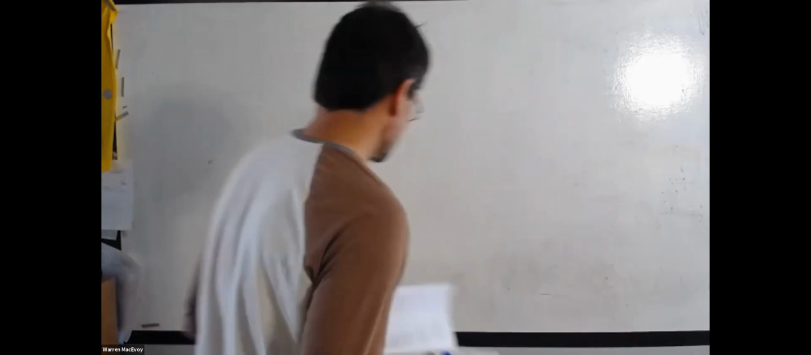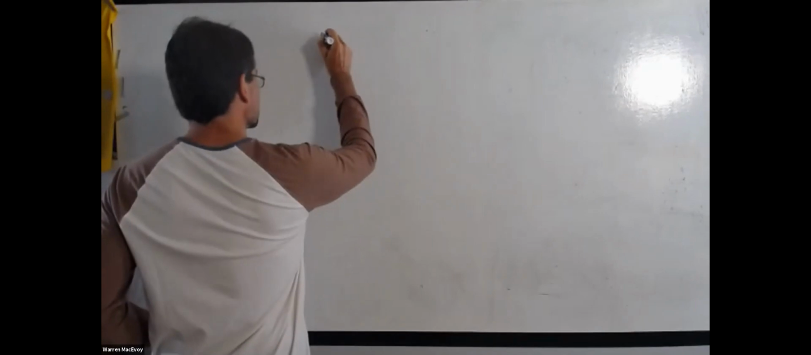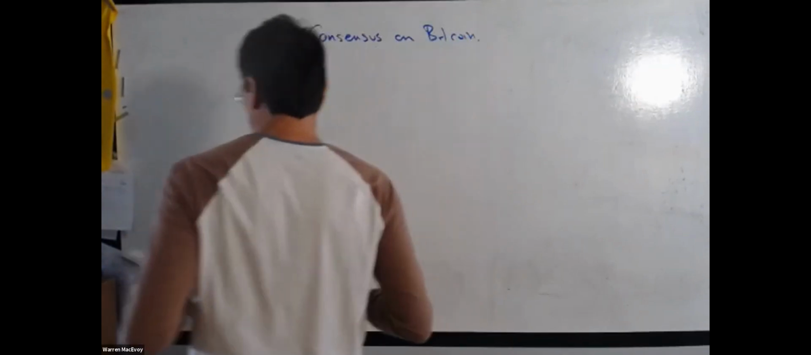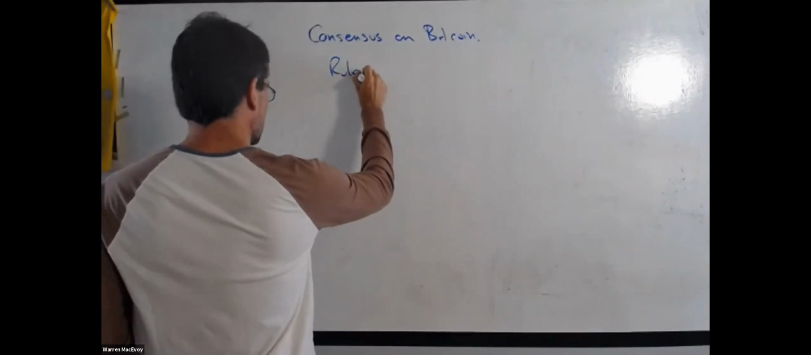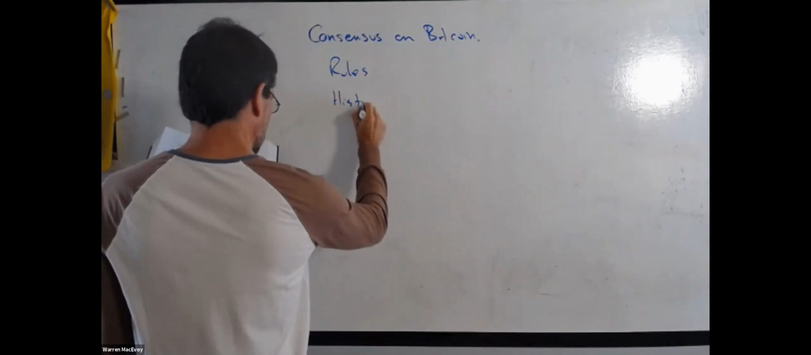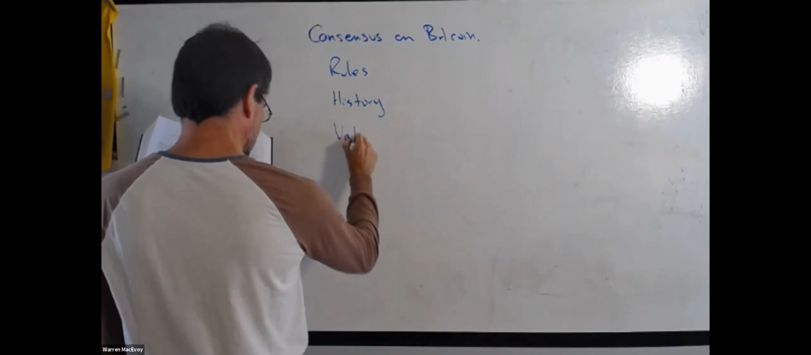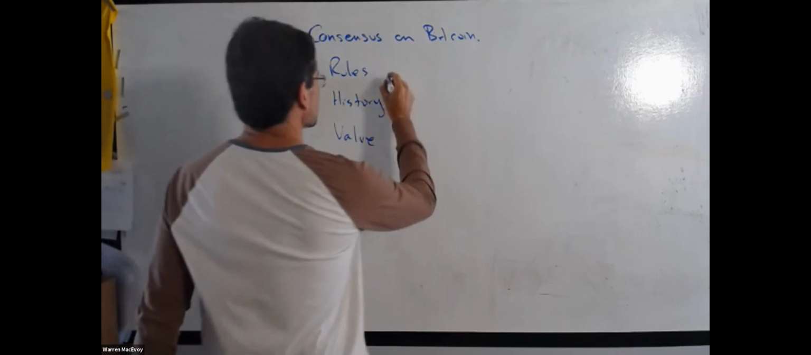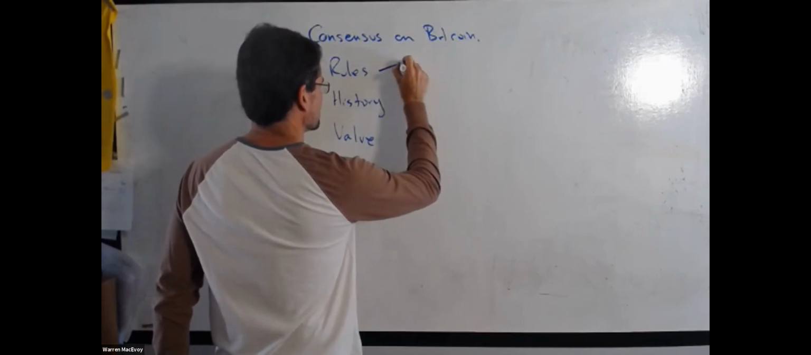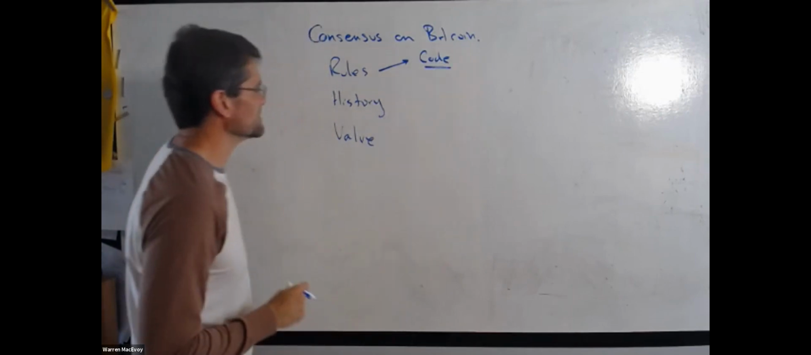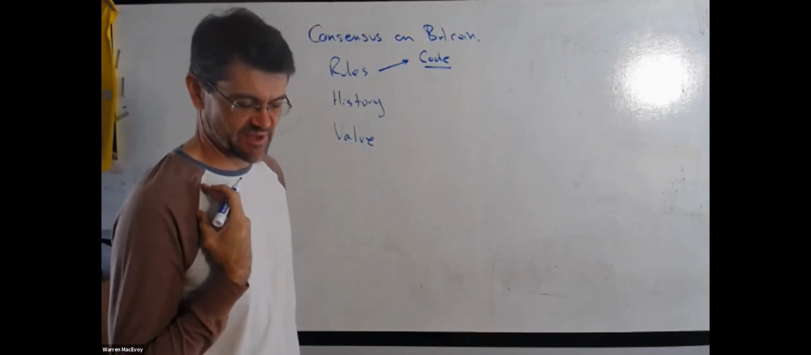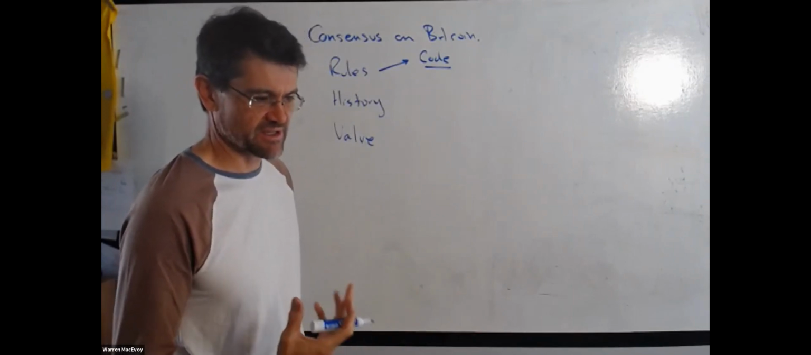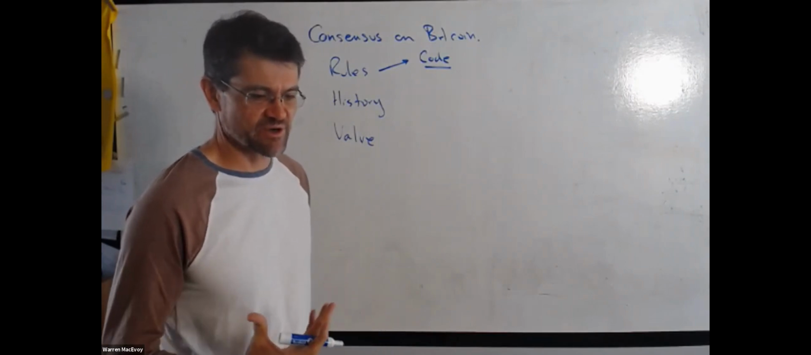Let me put up some ideas. Tell me if you can read this okay. So, consensus on Bitcoin. There are rules, and then history, and value, and that's basically it. Rules, history, and value. Rules, basically, is the code. Rules with software almost always has to do with some executable code, and that code reflects cryptographic and mathematical concepts. The consensus on the network is essentially what code do you run?